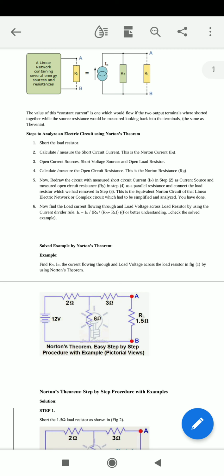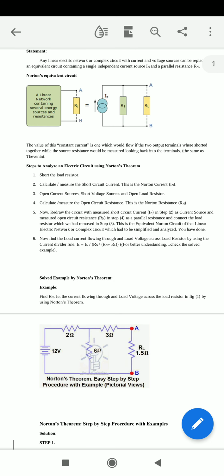Third step is to open the current source. We have current and voltage sources in a network. If we have a current source, open the current source. If we have a voltage source, short circuit the voltage source and open the load resistor. If we have both current source and voltage source, open the current source and short circuit the voltage source, then open circuit the load resistor.